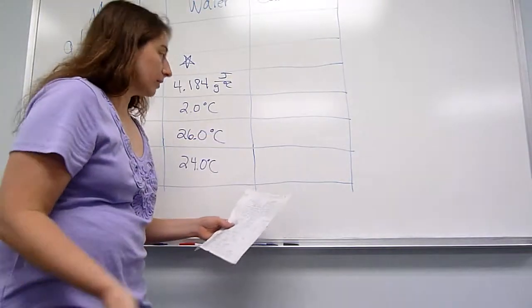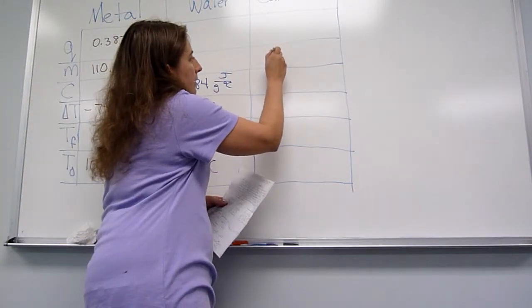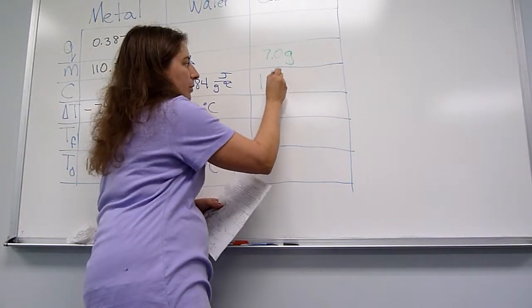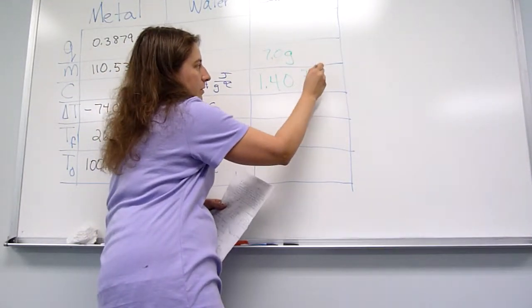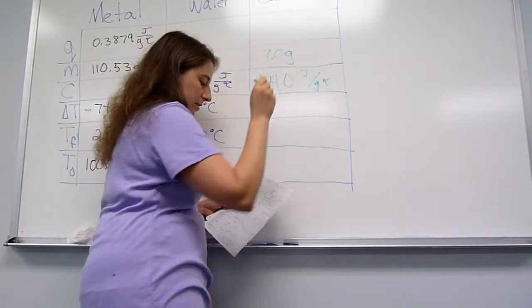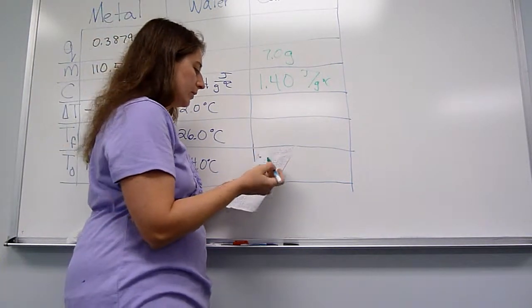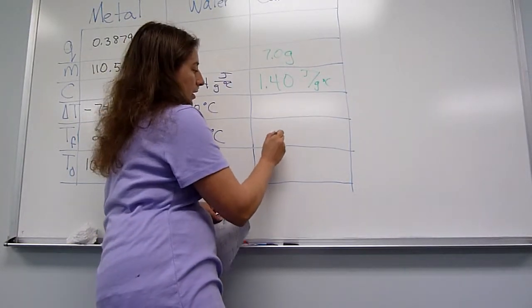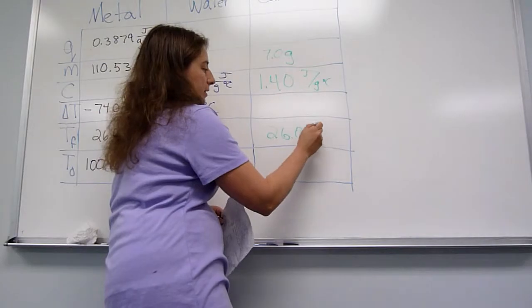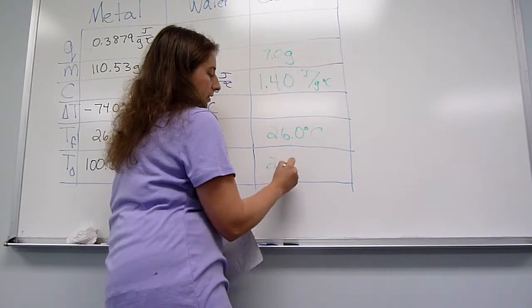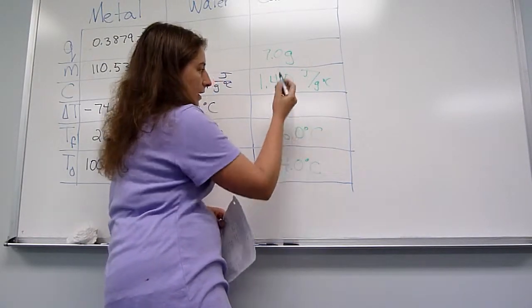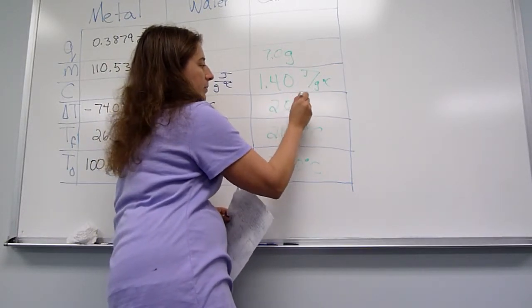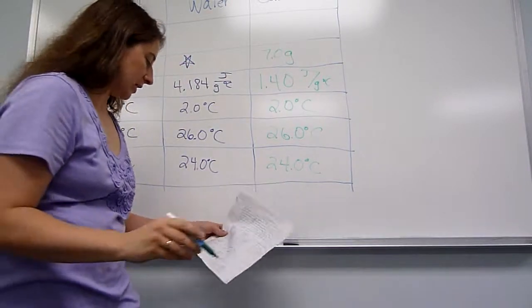What do we know about our calorimeter? Okay, we know the mass is 7.0 grams. We know the specific heat is 1.40 joules per gram degrees Celsius. We know that it's always going to have the same temperature data as the water. It ends at 26.0 degrees Celsius, started out at 24.0 degrees Celsius. So we're assuming that just like the water, the calorimeter increased in temperature by 2 degrees Celsius. That's our change in temperature.